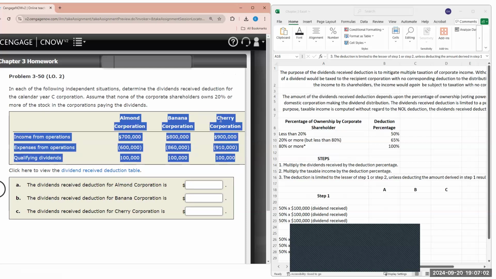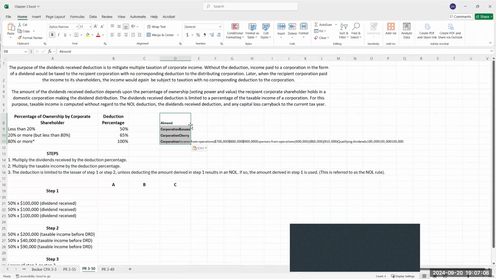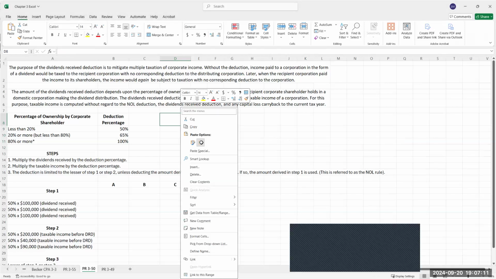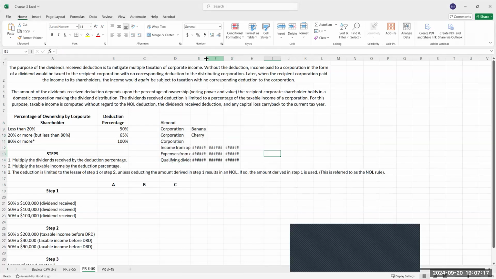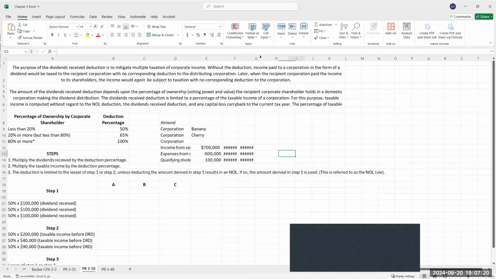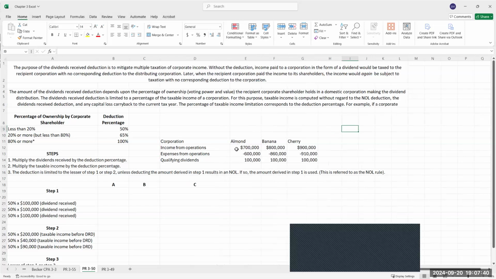To make it easier, I'll copy over the information and we'll just look at it through the spreadsheet. All right, so here we go. So we have Almond Corporation. Then we have Banana, and we have Cherry. All right, so in these examples, I'll just highlight it so we know where we're getting the information from.